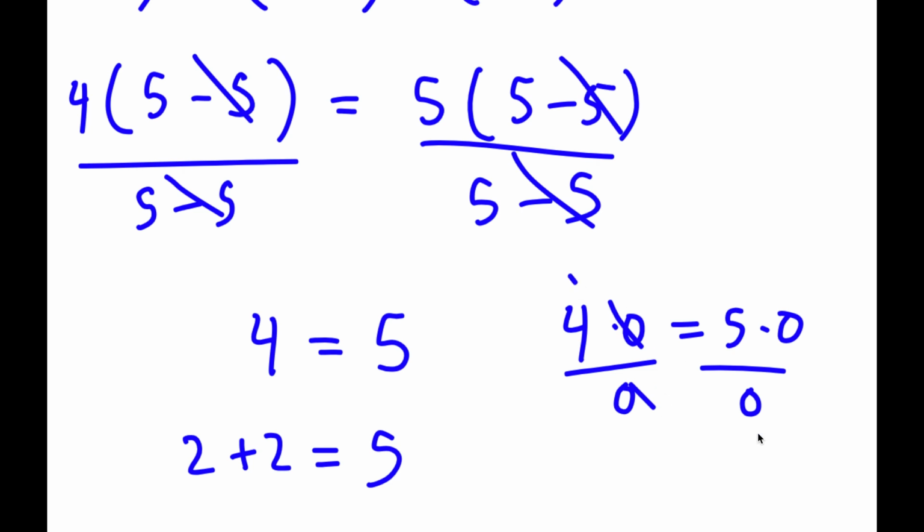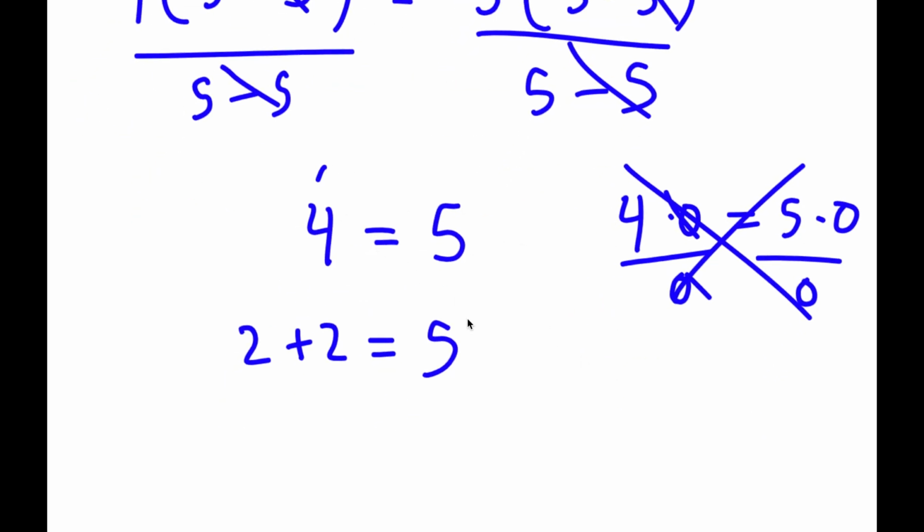So I can't cancel these out, this is wrong. Meaning this is wrong as well. And 4 is not equal to 5. This proof is wrong.